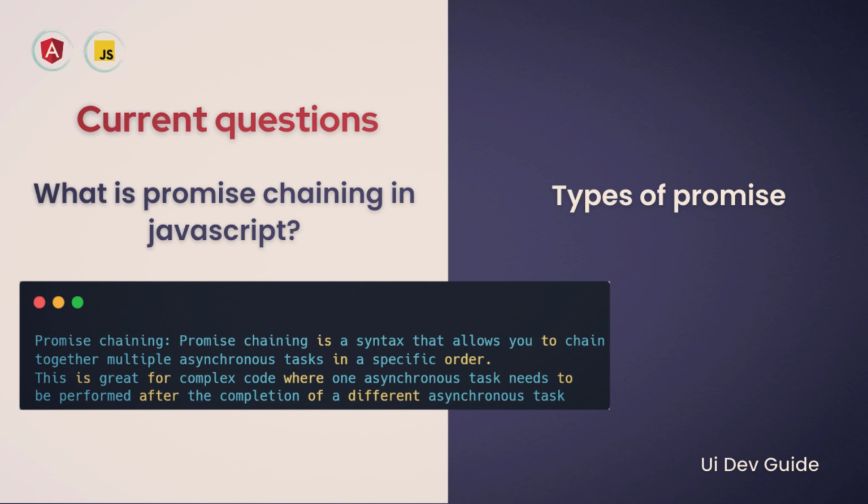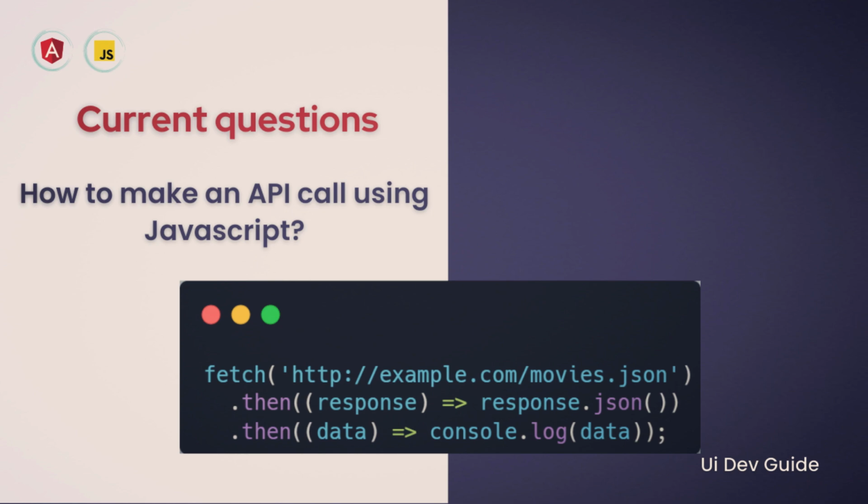If I want to make an API call in JavaScript, how can I do that? Okay, for an API call we can use fetch. There is a function called fetch. In fetch, we can send the API URL which we need.